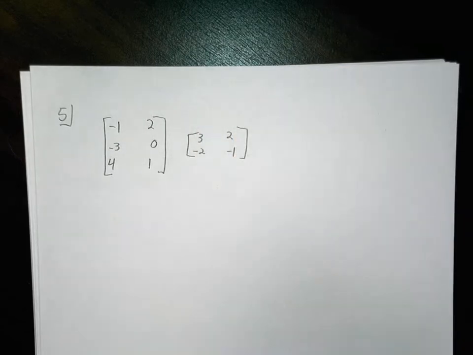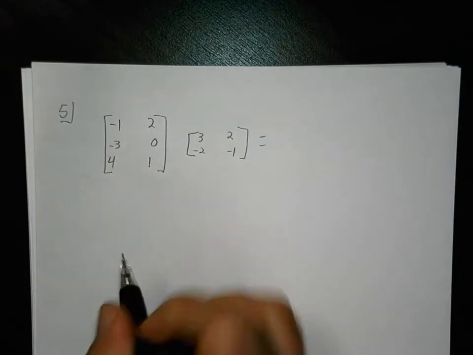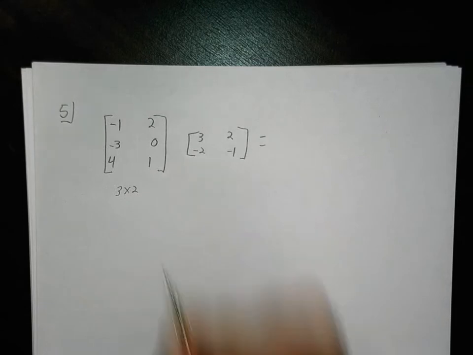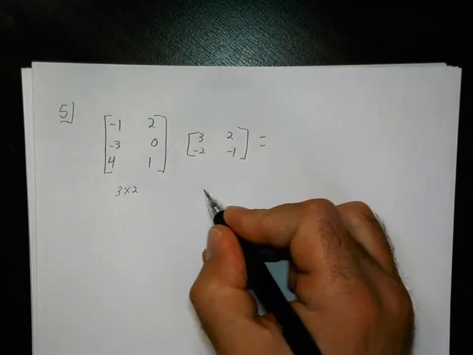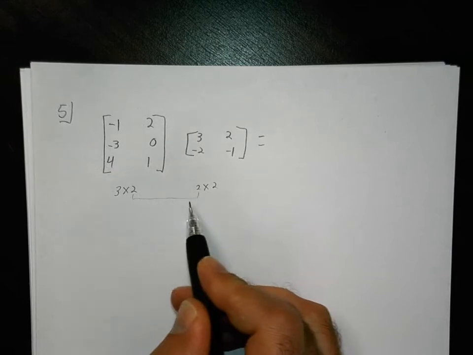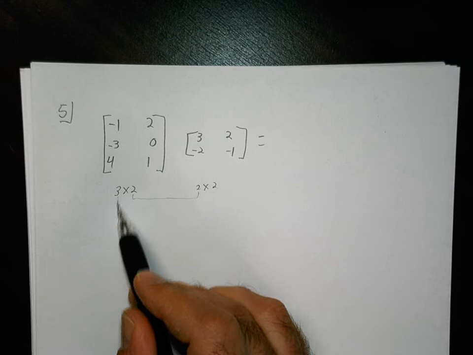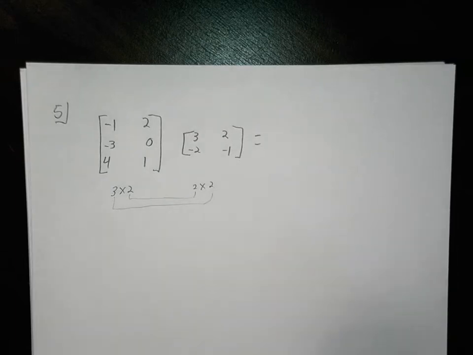Here's my two matrices. Now, first question is, can I multiply these? Well, this is a 3 row by 2 column matrix. This is a 2 by 2. So, because the columns in the first are equal to the rows in the second, we can multiply it. The new matrix is going to be a 3 by 2.